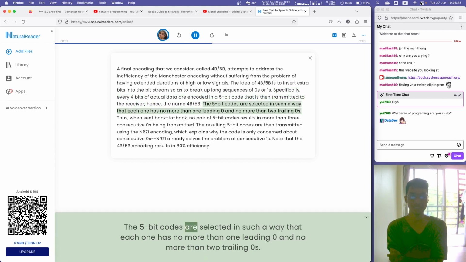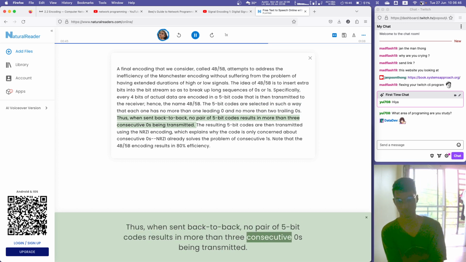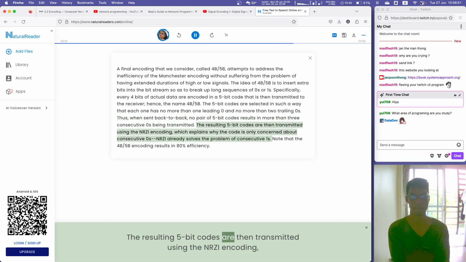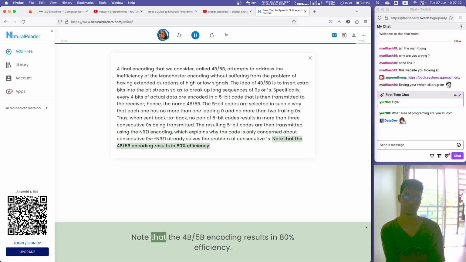The 5-bit codes are selected in such a way that each one has no more than 1 leading 0 and no more than 2 trailing zeros. Thus, when sent back to back, no pair of 5-bit codes results in more than 3 consecutive zeros being transmitted. The resulting 5-bit codes are then transmitted using the NRZI encoding, which explains why the code is only concerned about consecutive zeros. NRZI already solves the problem of consecutive ones. Note that the 4B5B encoding results in 80% efficiency.